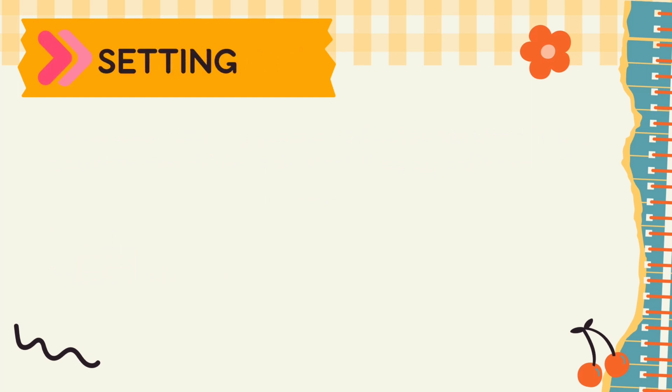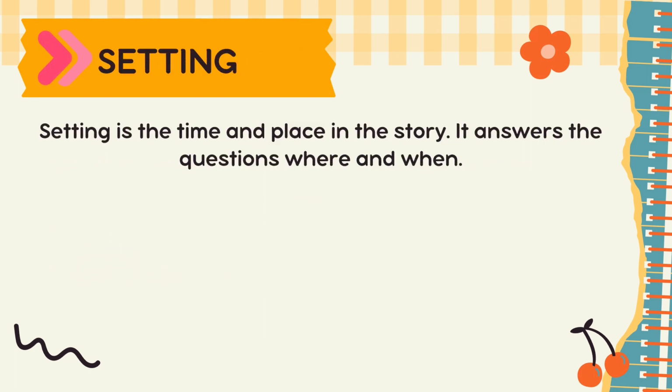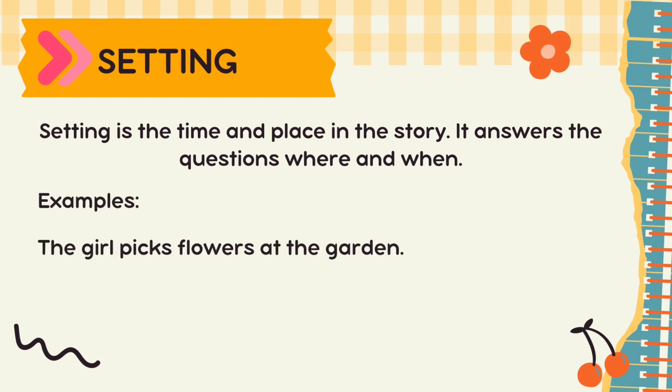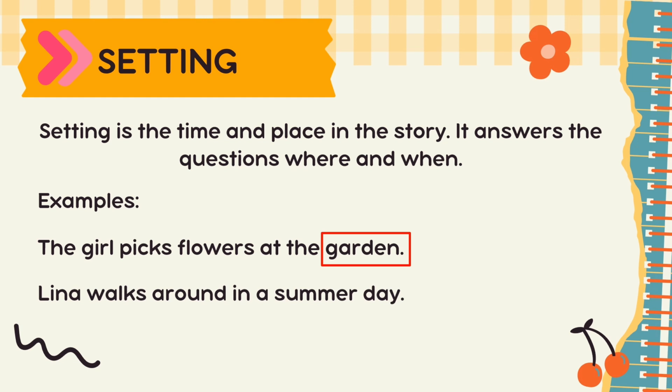Setting. Setting is the time and place in the story. It answers the questions where and when. Examples: the girl picks flowers at the garden. Where did the girl pick the flowers? Garden is the setting in the sentence. Lena walks around in a summer day. When does Lena walk? Summer day is the setting in the sentence.